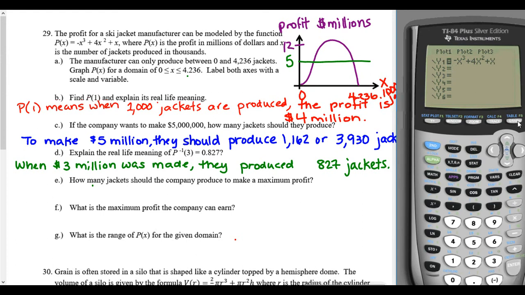And I'm going to go back to my graph. I am looking for the maximum profit, so the high point on the graph. So I go to second, calculate the maximum, which is number 4.